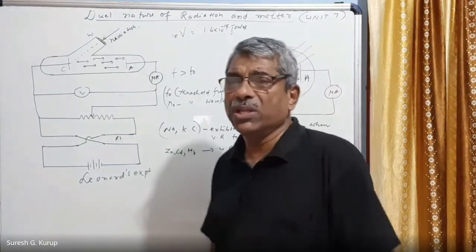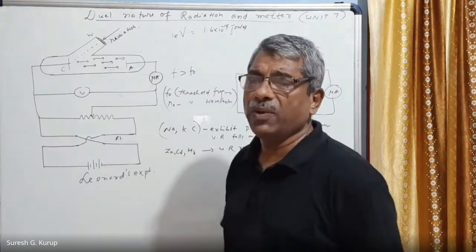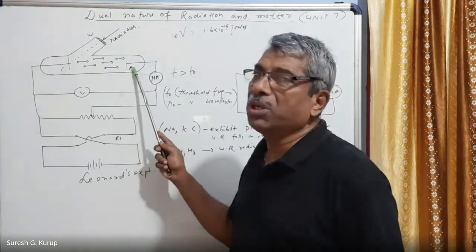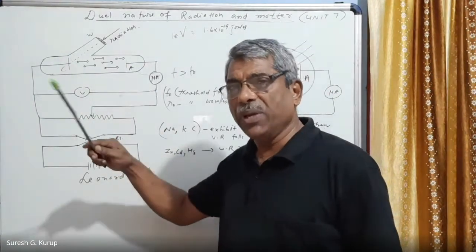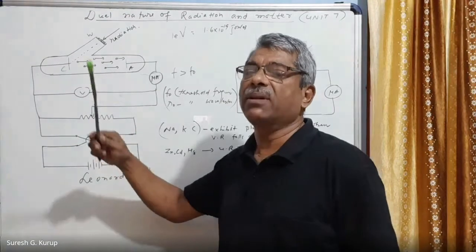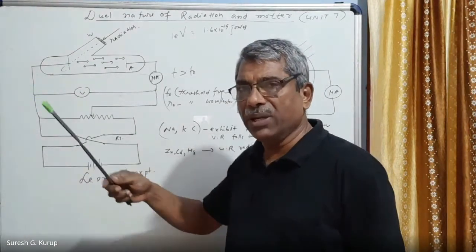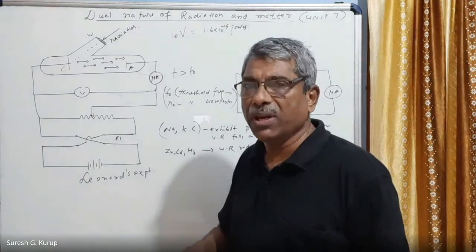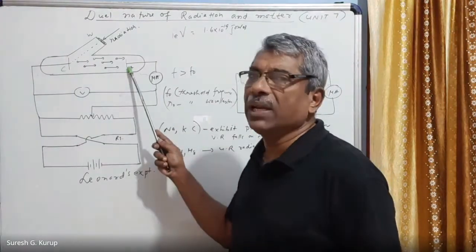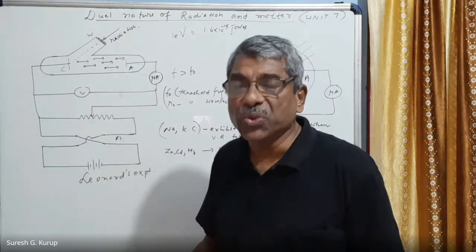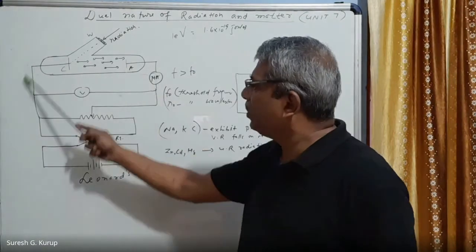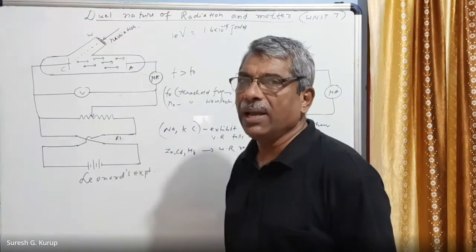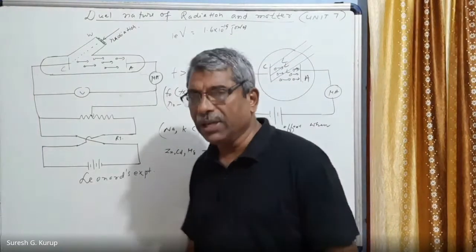So using Lenard's experiment, what is the advantage of that? We can keep the potential of A positive. Step by step, we can increase the potential, that is called accelerating potential. Step by step, we can decrease it, that is the retarding potential. At times, if you need, we can keep the potential of A zero also. So this is the advantage of using this experiment. Using this experimental arrangement, we can explain the photoelectric effect in certain steps.